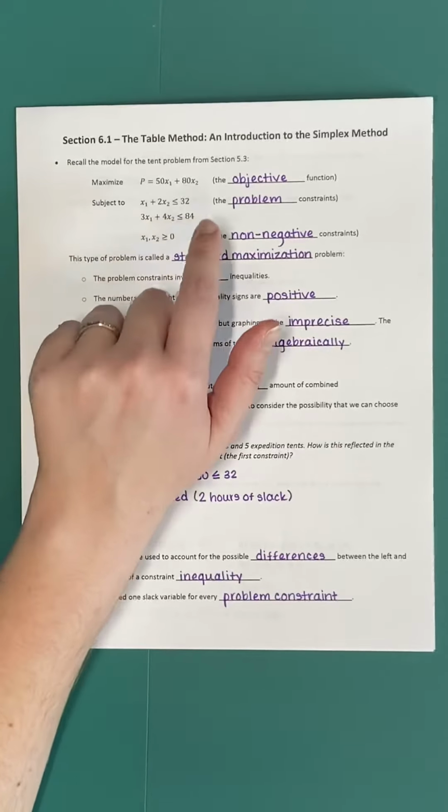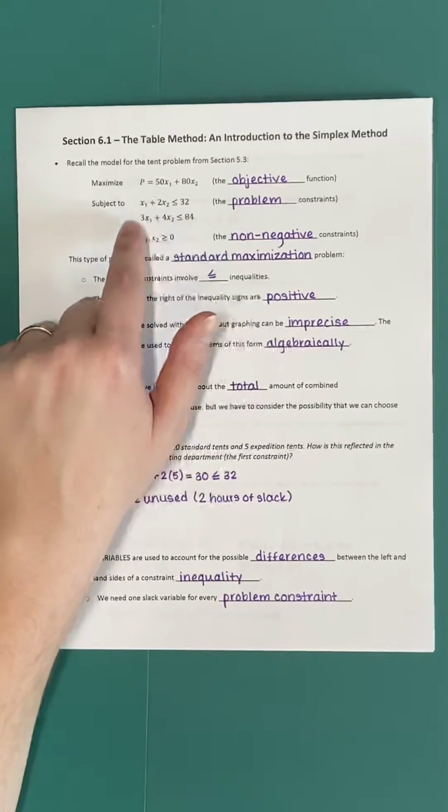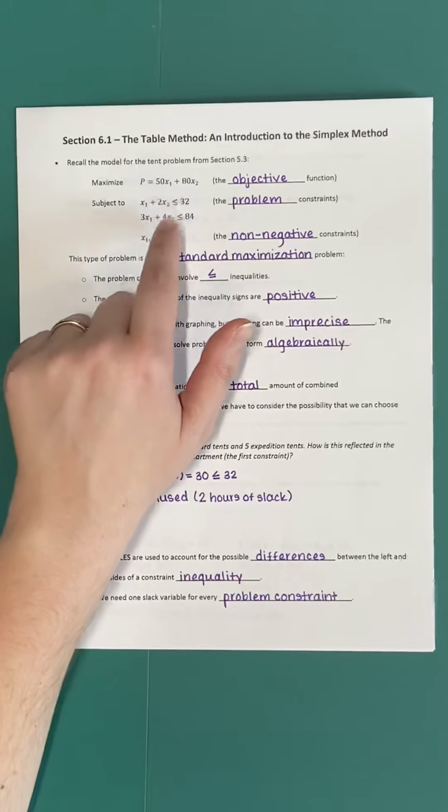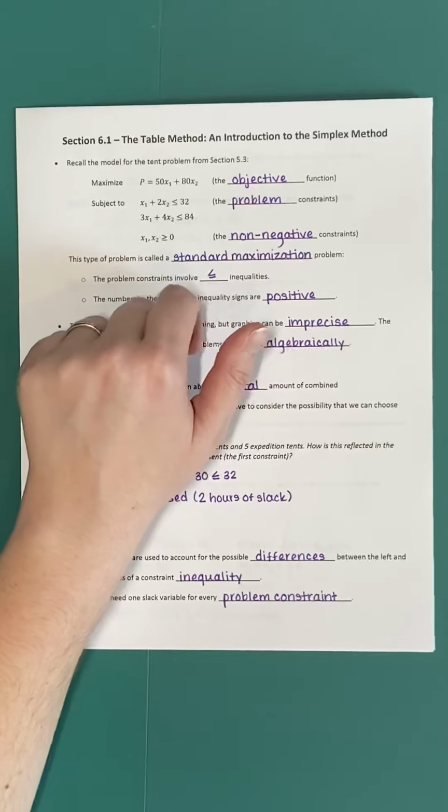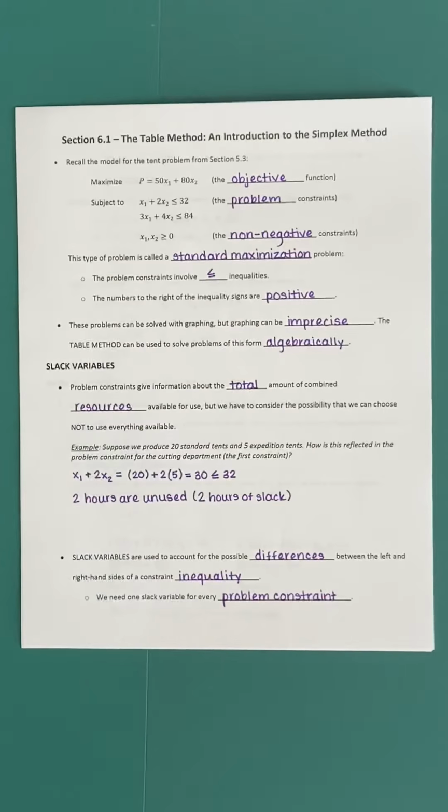Now in the assembly department, we have a maximum of 84 hours. Tent 1 takes 3 hours, tent 2 takes 4 hours, and we know we can only manufacture up to those 84 hours we have in total. So those constraints are representative of the total amount we have available and how those different values can be allotted to our different activities.